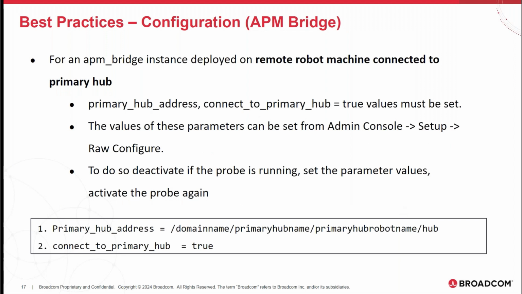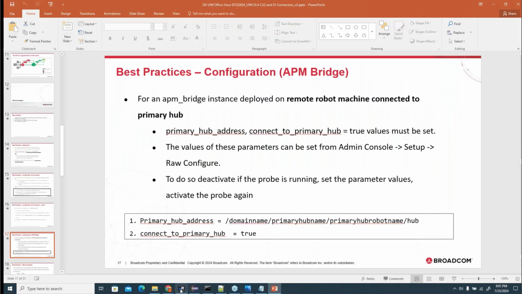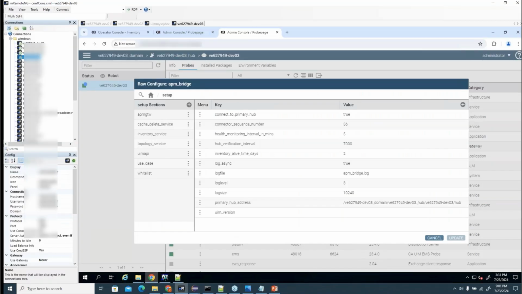And similarly, for APM bridge also, the primary hub address and connect to primary hub parameters must be set if the APM bridge needs to be deployed on a robot connected to primary hub. So as you see here, you see the primary hub address. This needs to be mentioned properly with the forward slash in the beginning, and also the connect to primary hub, which is true. These two parameters will ensure a successful connection for APM bridge, which is deployed on a remote machine connected to primary hub.